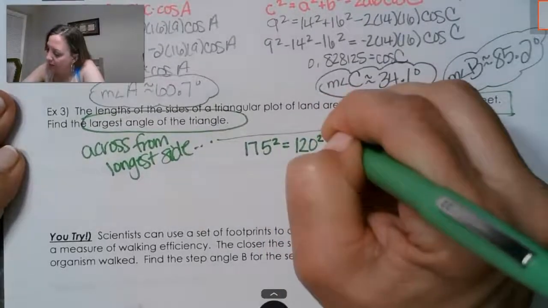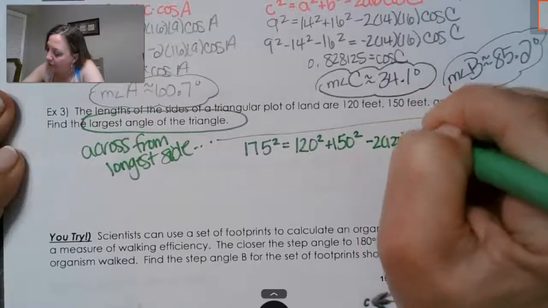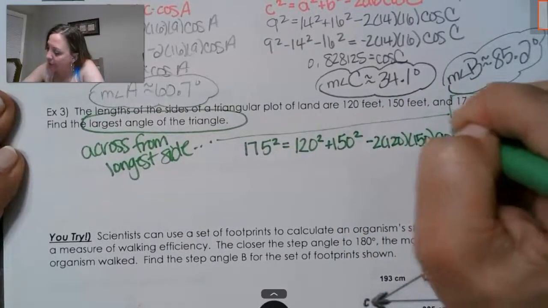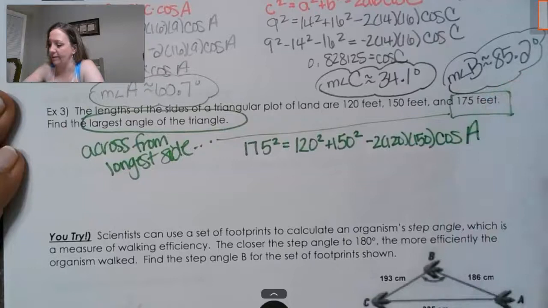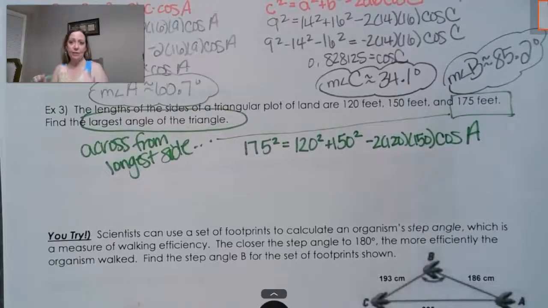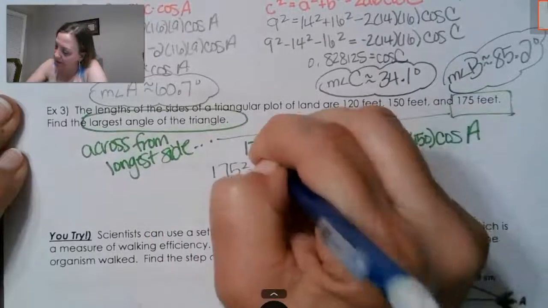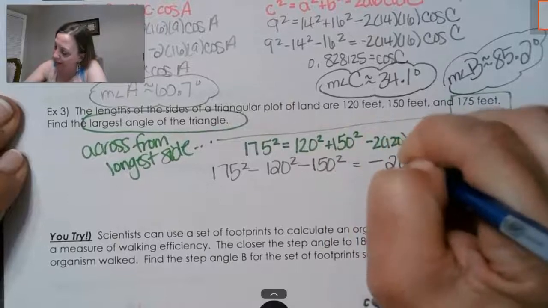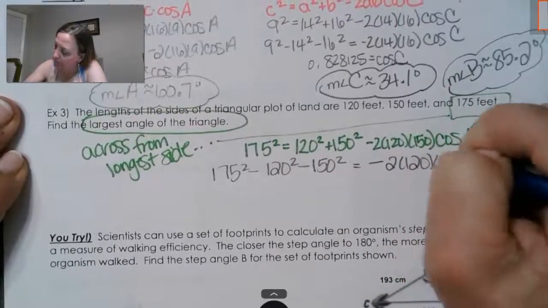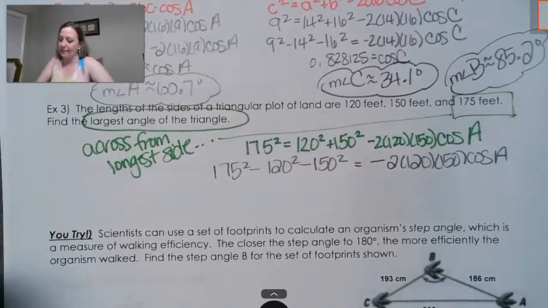Equals 120 squared plus 150 squared minus 2 times these other two sides times the cosine of, I don't know, let's call it A to be super creative here, okay? And then we just go to town from there. We know that then we would subtract the other two terms, and then we're left with the -2, 120, and 150 cosine A on that side.